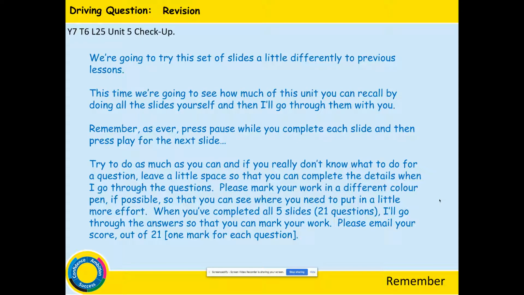Term 5, Term 6, Lesson 25. And this is a Unit 5 checkup.